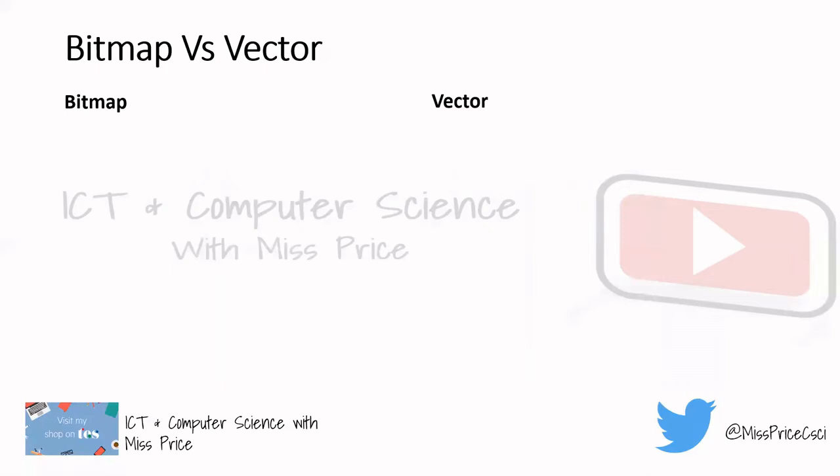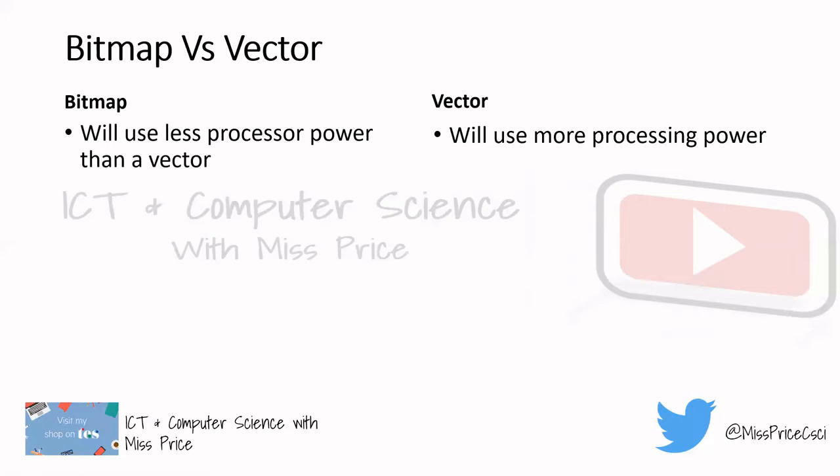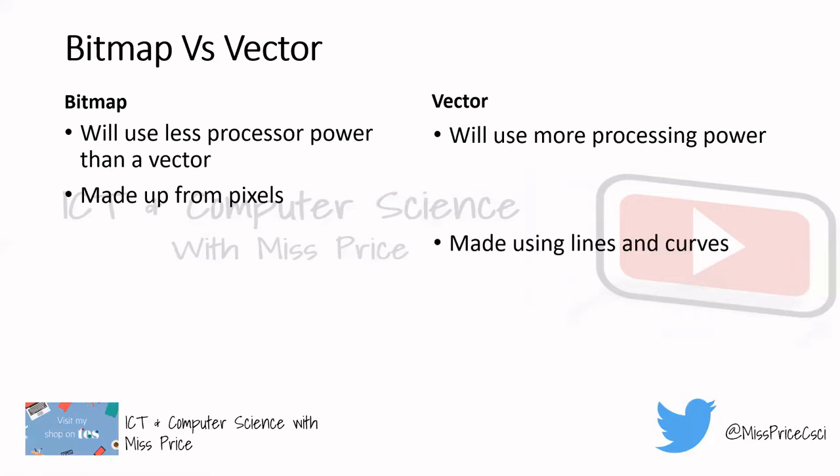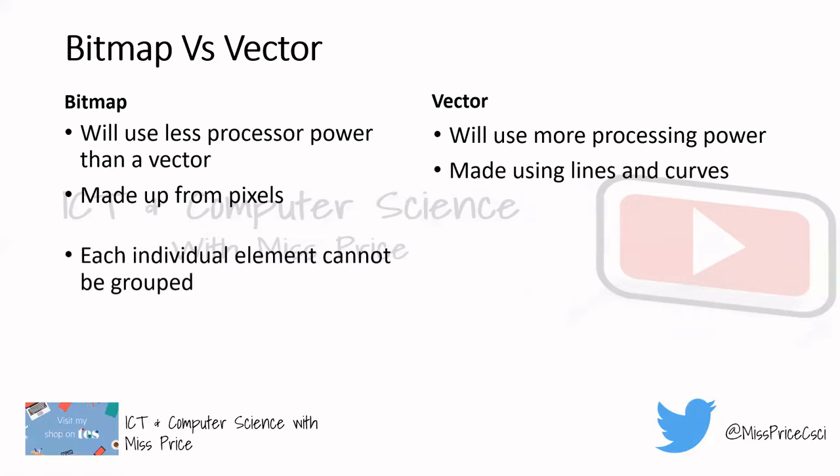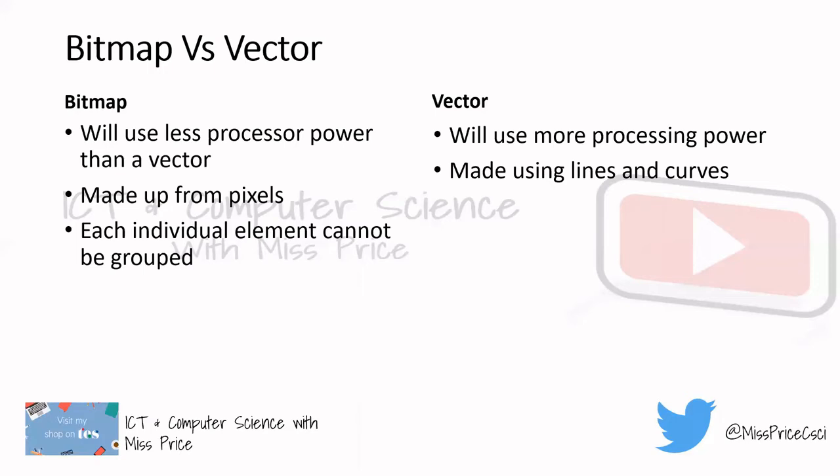So, bitmap versus vector. Now, bitmaps will use less processing power than a vector, and a vector will use more processing power. A bitmap is made up from pixels, vectors are made up from lines and curves. Each individual element cannot be grouped in a bitmap because they're tiny pixels. But in a vector, the elements can be grouped.